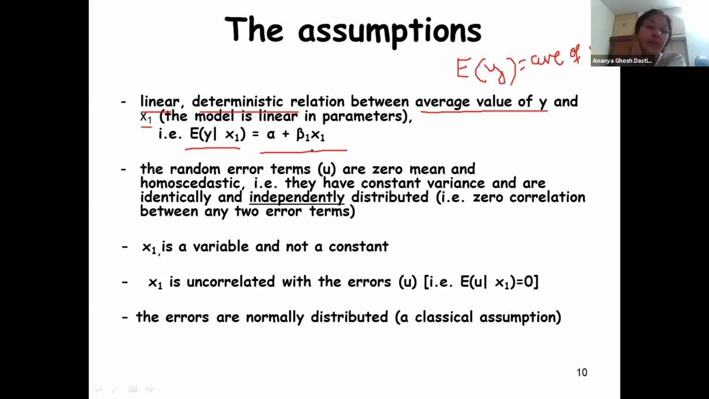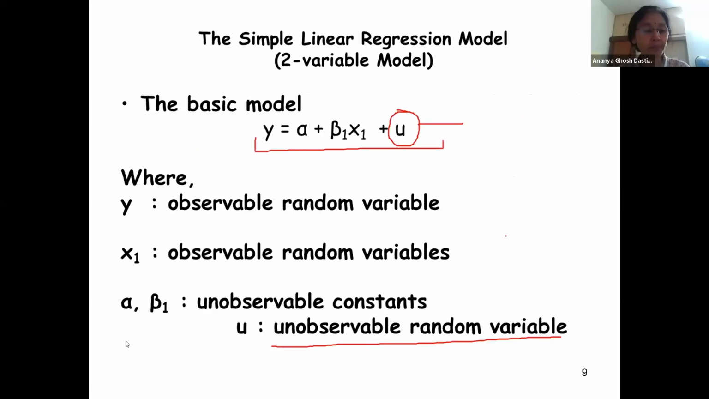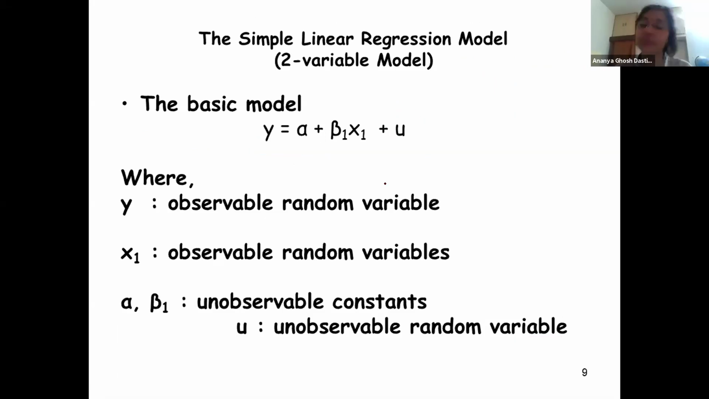Now, remember my model, quickly to take you back to it. My model is alpha plus beta x plus u. A lot of my assumptions are going to be about the errors, or the u, which are unobservable. That is why I need the assumptions.